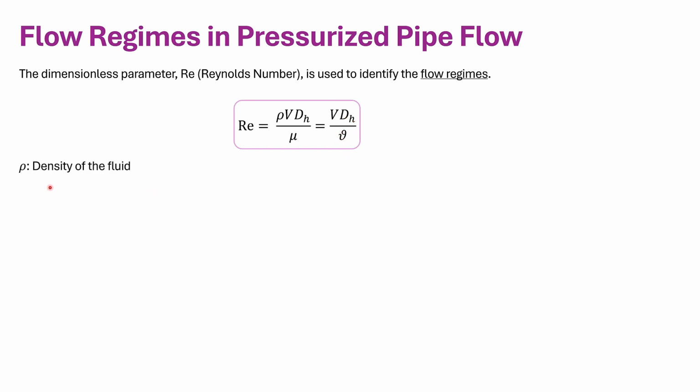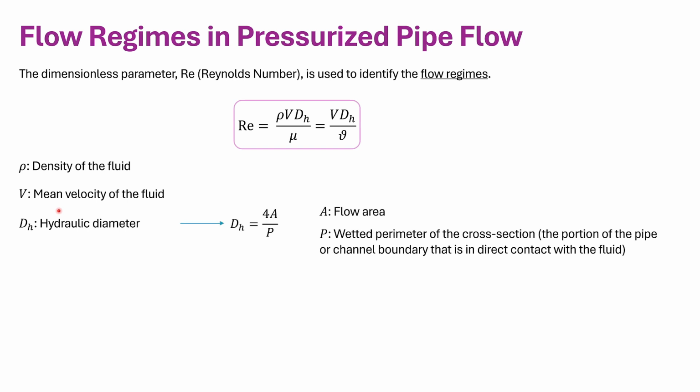So here rho is the density of the fluid, v is mean velocity of the fluid, d sub h is the hydraulic diameter, which equals 4 times a divided by p, in which a is the flow area and p is the wetted perimeter of the cross-section, that is the portion of the pipe or channel boundary that is in direct contact with the fluid. Mu is the dynamic viscosity of the fluid, and nu is the kinematic viscosity, which equals mu divided by rho.